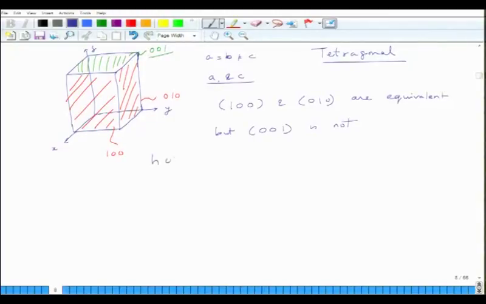So, in case of tetragonal, you draw H 0 0, multiplicity will be 4. This will imply H 0 0, 0 H 0, and then you will have 0 0 L. This will have a multiplicity of 2. So, 0 0 L and 0 0 bar L. Similarly, there are other planes as well.